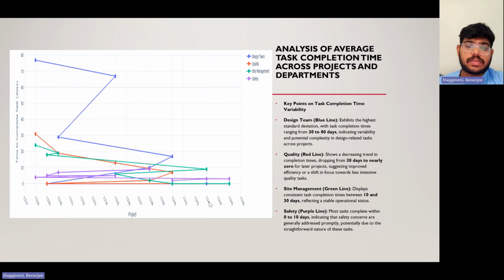Coming to site management, indicated by the green line, it displays constant task completion times between 10 and 30 days, reflecting a stable operational status. Coming to the purple line, most tasks were completed within 0 to 10 days, which indicates that safety concerns are generally addressed very promptly, potentially due to the straightforward nature of these tasks.